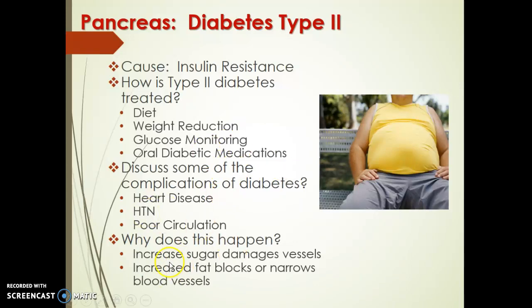Like we talked about, why does this happen? Why do we get these complications from diabetes? Typically because we talked about it when we talked about the kidneys, how the kidneys do not like their vessels to be exposed to either high blood pressure or high pressure on the arteries, and they also don't like to be exposed to high amounts of sugar in the blood. So those are the reasons. Also, an increase in fat on the vessel walls can block vessels and narrow them, leading to heart attack or strokes.